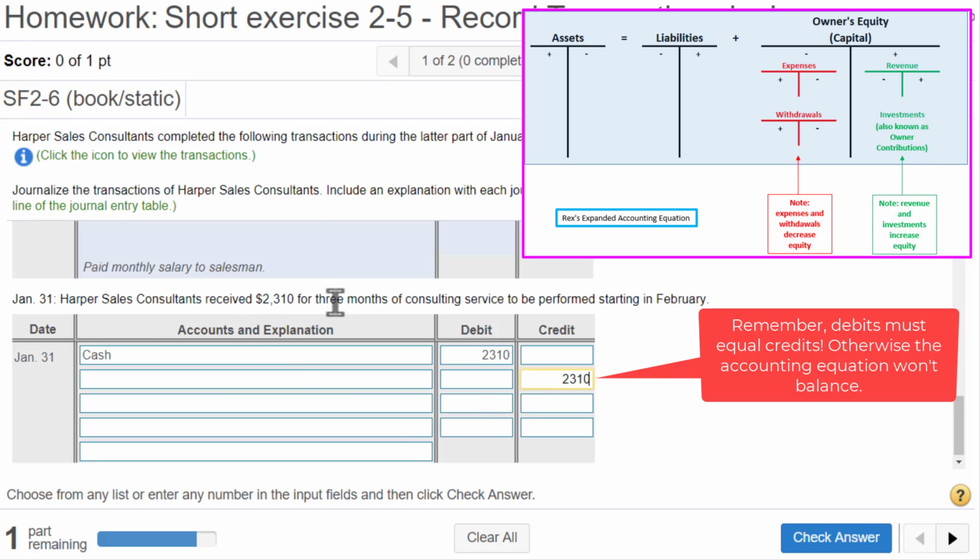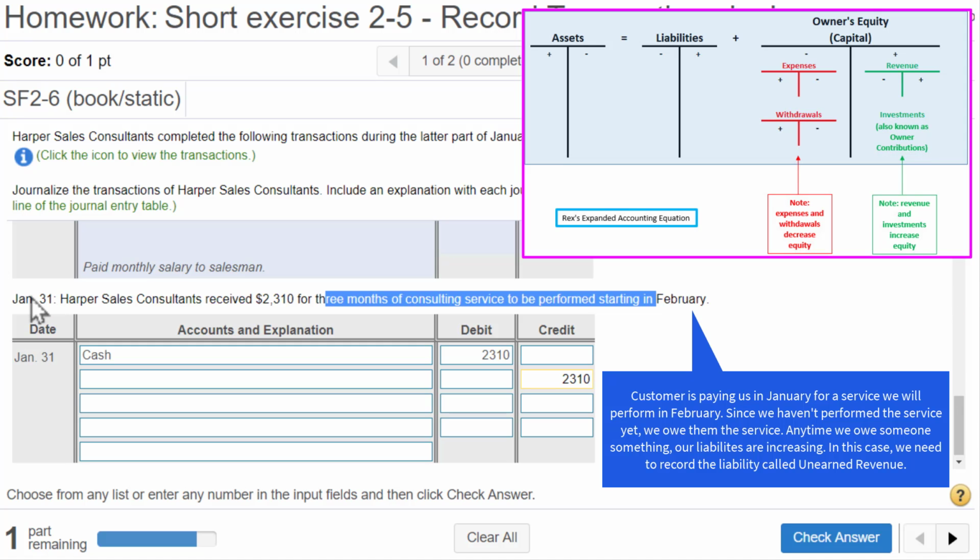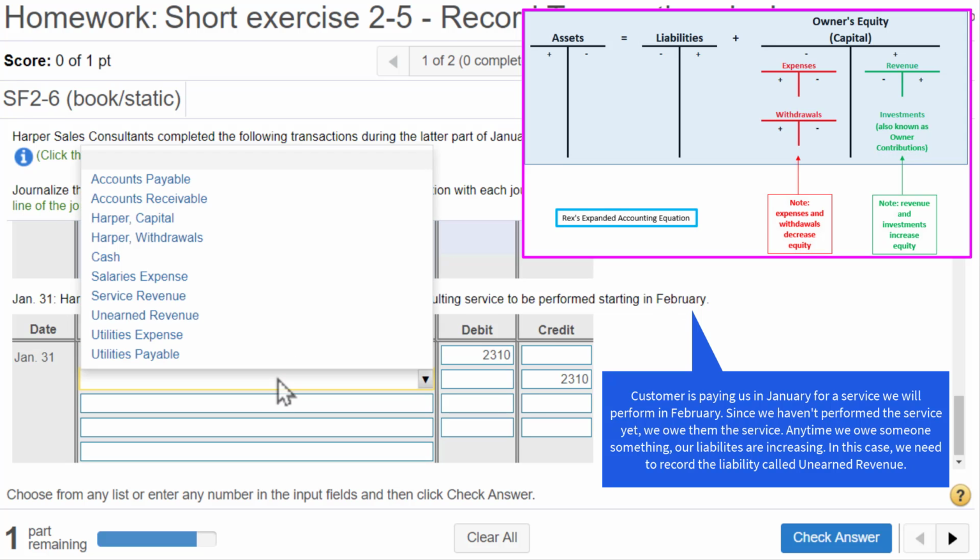Let's see, so why did we get paid? For 3 months. So we received the money for 3 months of consulting service. Now this is key. To be performed starting in February. Well, what date is it now? It's January. So we received this money, but we're not going to give them the service until the next month. So have we earned this? No, this is unearned revenue.